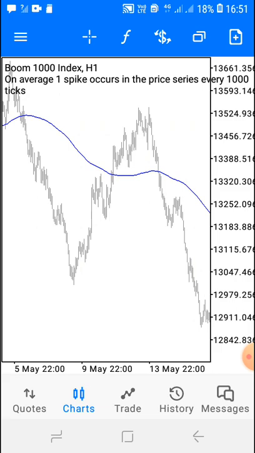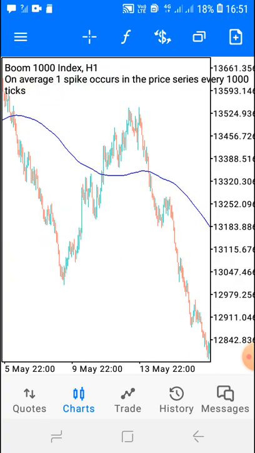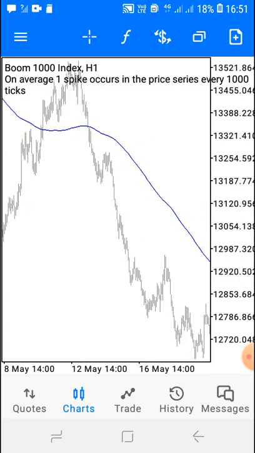So this is what we want in Boom 1000. If we see the market is moving in a downtrend in Boom 1000, we want this. We need this, so check this out. Once we see that the market is moving in the downtrend in Boom 1000, we are going to look for entries on the 1 minute time frame.